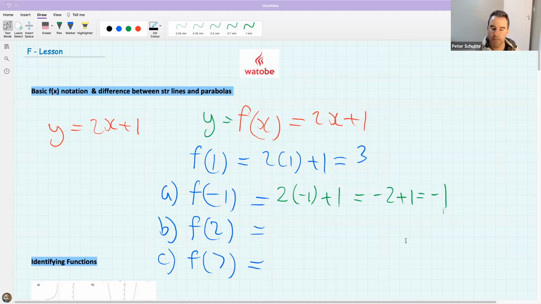Okay, Tando for B says 5. We'll have to check that, Tando. So I put a 2 where x is, and I agree, I get 5 because I go 2 times 2. Now, what's the f of 7 going to be?